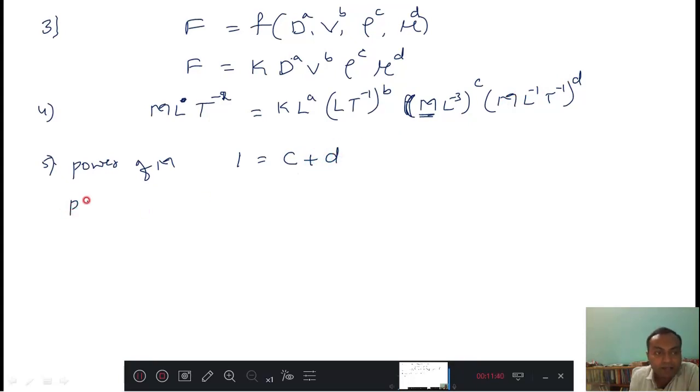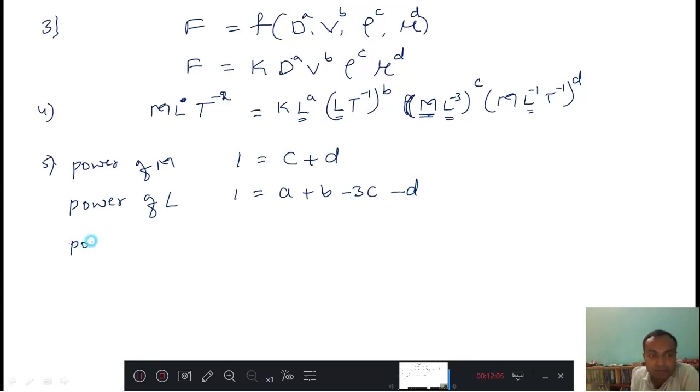Then I will equate the powers of L. On the LHS it is 1, and on the RHS, L to the power a plus b, then L to the power of minus 3c, then L to the power of minus d. Therefore, 1 = a + b - 3c - d. This is the power of L.